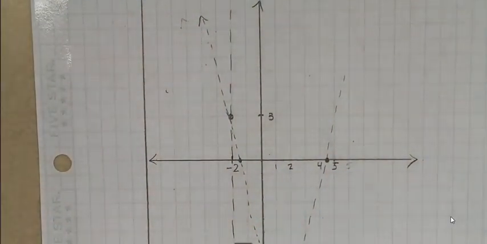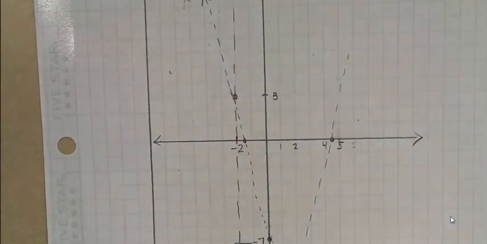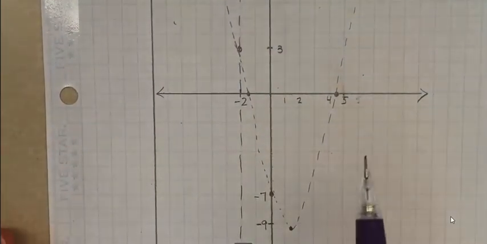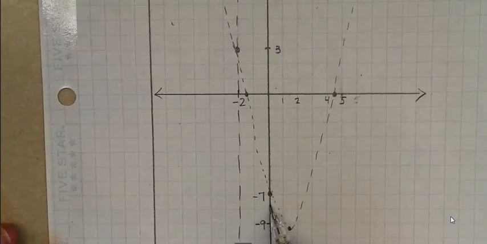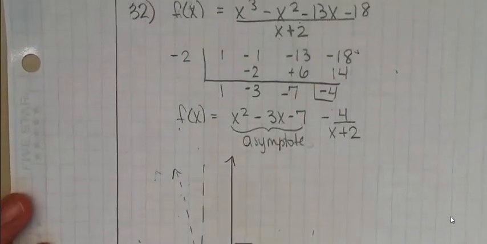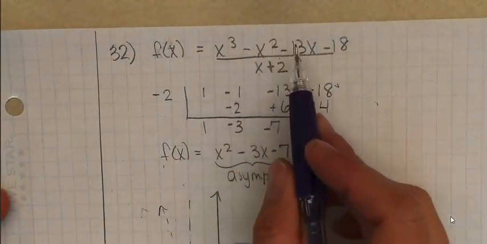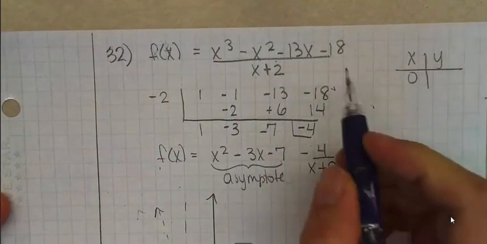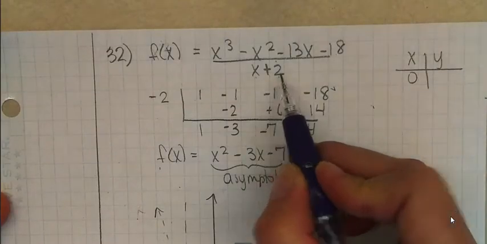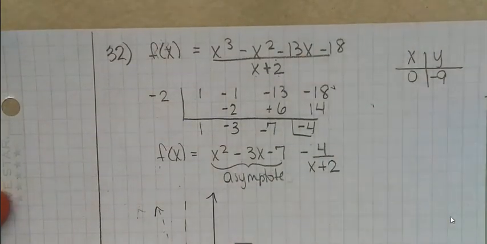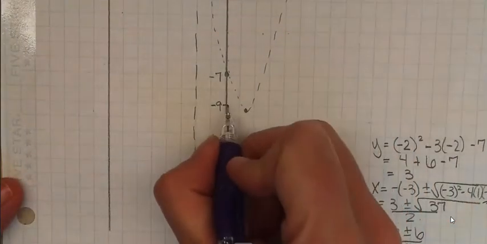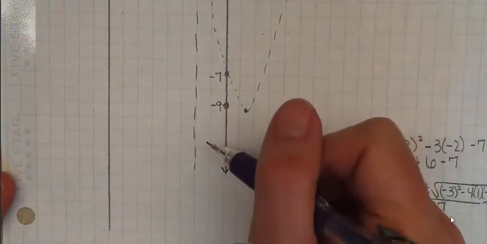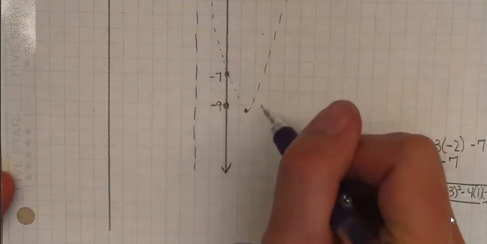Okay, and now the question is, where are the branches of this graph? So I can test some points. Why don't we figure out what our y-intercept is of this graph? So if I plug 0 in for x, I'm going to get negative 18 divided by 2, which is negative 9. So I'm going to have a y-intercept of negative 9 for this graph. That gives me an idea that this portion of the graph is going to be down here.